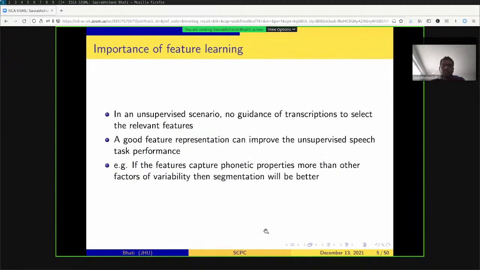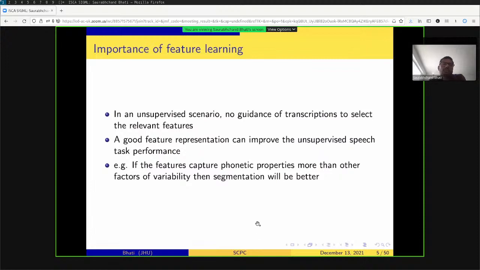But in an unsupervised scenario, you do not have labels which can guide you to relevant features. So a good feature representation is almost as good as having a good method, and it can improve the performance of unsupervised methods. For example, if you were trying to do phone segmentation, and if your features already capture the phone class information more than, say, speaker or emotion, then the segmentation performance will be better. So it's a good idea in general to have good features that learn task-specific information.